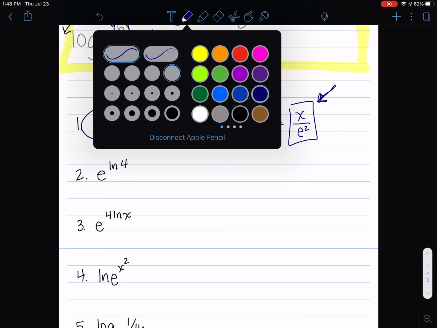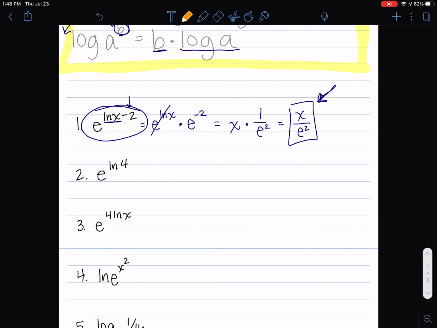All right, number 2, let's change colors. e to the natural log of 4. So I'm going to go ahead and right away, e and natural log cancel out. I'm left with just 4. Now, some of you might be thinking, okay, why though? Why are we allowed to cancel that? The 4 is in the exponent. Why does the 4 come down? So let me give you a little bit of an explanation.